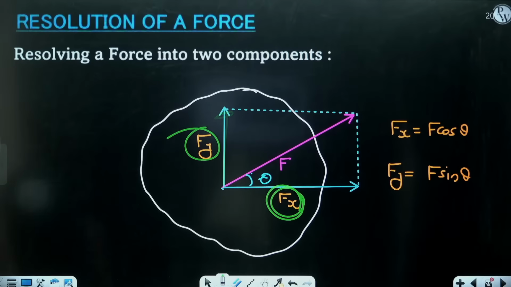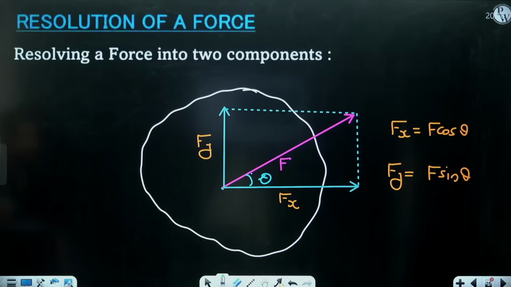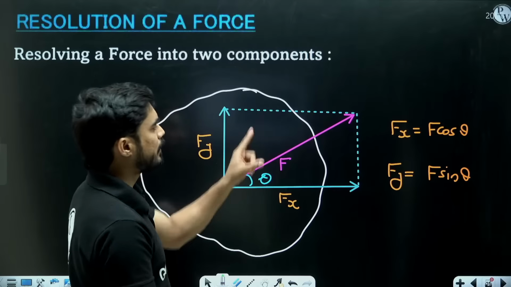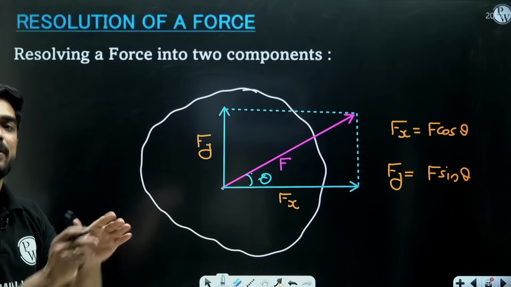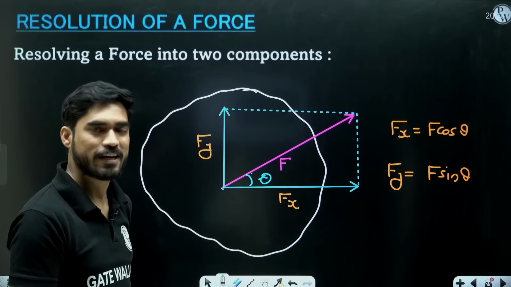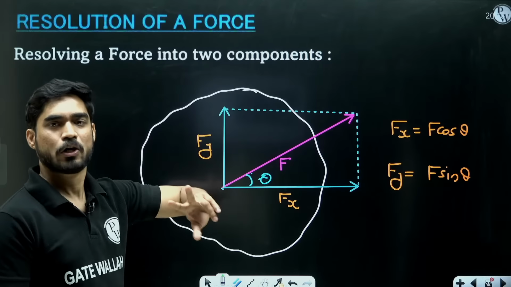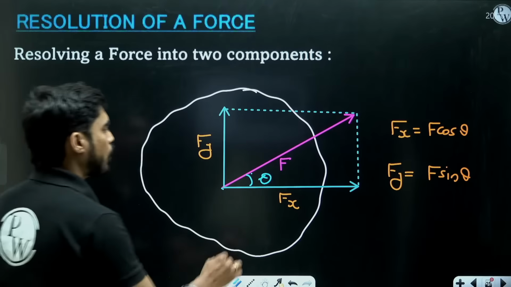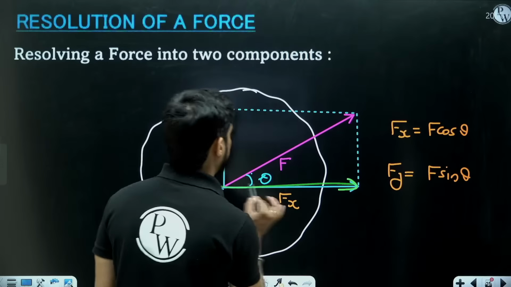Okay. So this process is the reverse of finding the resultant. In resultant, we are combining two forces into a single force. In resolving the force, we are breaking this force into two different forces. Okay. So we are reversing the action of finding the resultant. Now it is not necessary that you will always resolve the force in x and y component.